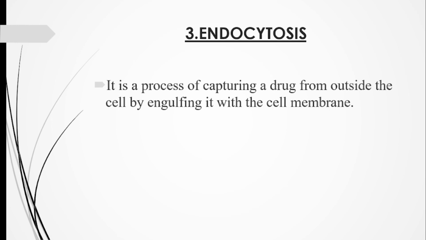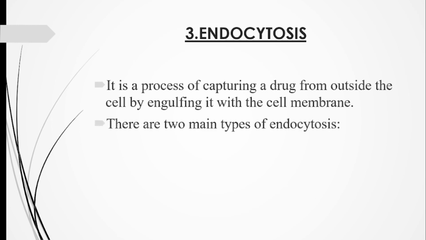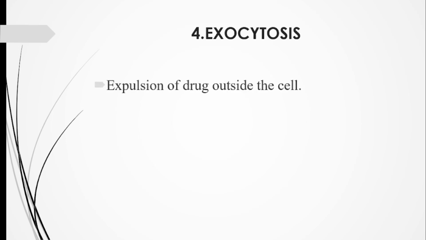Then after endocytosis, we have exocytosis, and it is the expulsion of drug outside the cell. Many neurotransmitters get released inside the body from the nerve endings through the process of exocytosis.